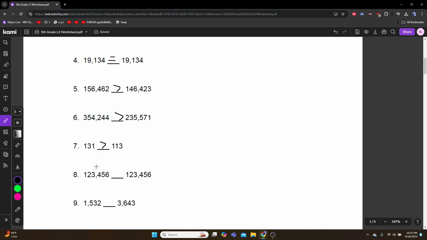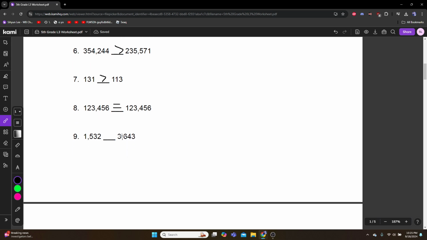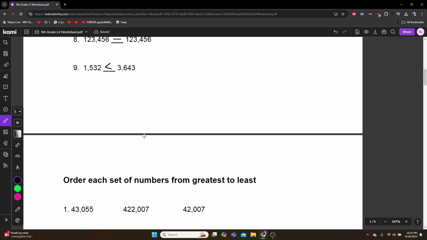Again, for number 8, 123,456 and then 123,456. They're both the same, so we know they're equal to each other. And then 1,532 and then 3,643. They're both in the thousands, and then we know that 3 is greater than 1, so 1,532 is less than 3,643.